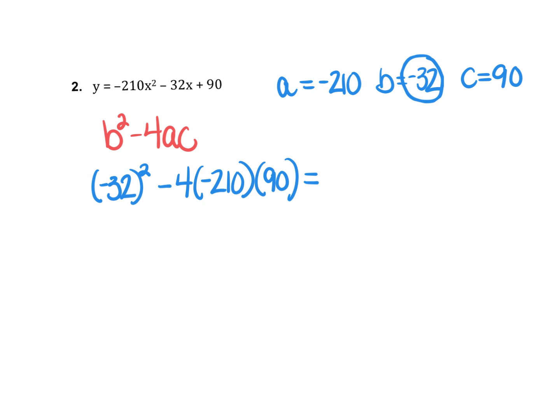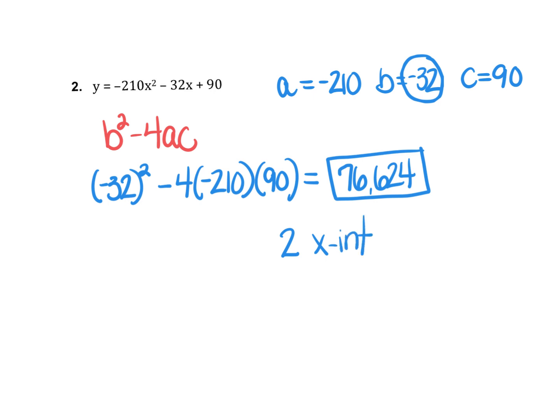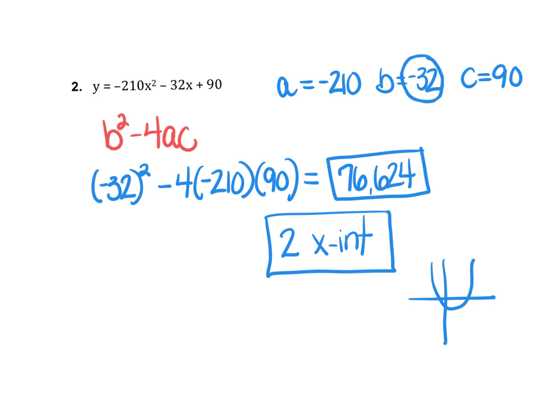All right, so now you're going to put that into your calculator, and once you simplify it, you are going to have 76,624. Now, because this is a positive number, it's greater than 0. We know that this is going to end up having 2 x-intercepts. And again, on the graph, what that looked like was it came on down and it came back up, and your 2 x-intercepts ended up being the 2 solutions.